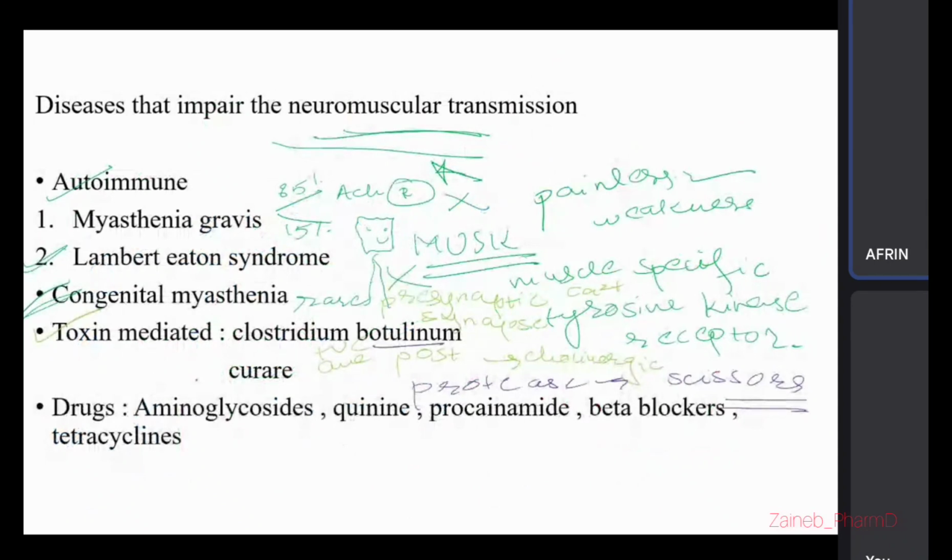Then we have curare. Curare is a plant toxin. It was earlier used for hunting purposes, meaning people used to throw it into the water bodies, and the fishes used to get paralyzed and come to the surface, and then people used to catch the fish.